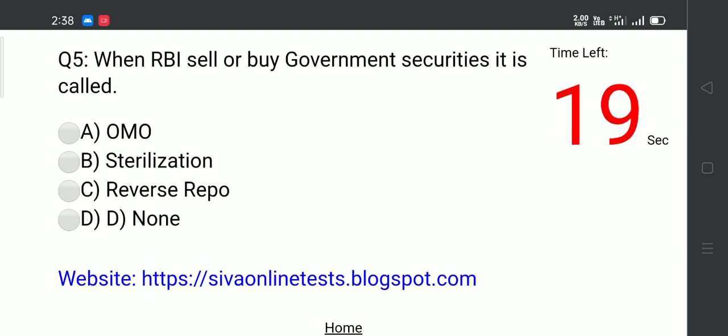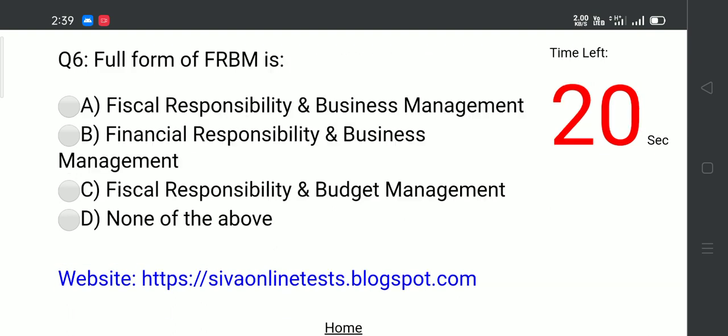Question 5. When RBI sell or buy government securities, it is called. Options. A. OMO. B. Sterilization. C. Reverse repo. D. None. Answer. A. OMO.